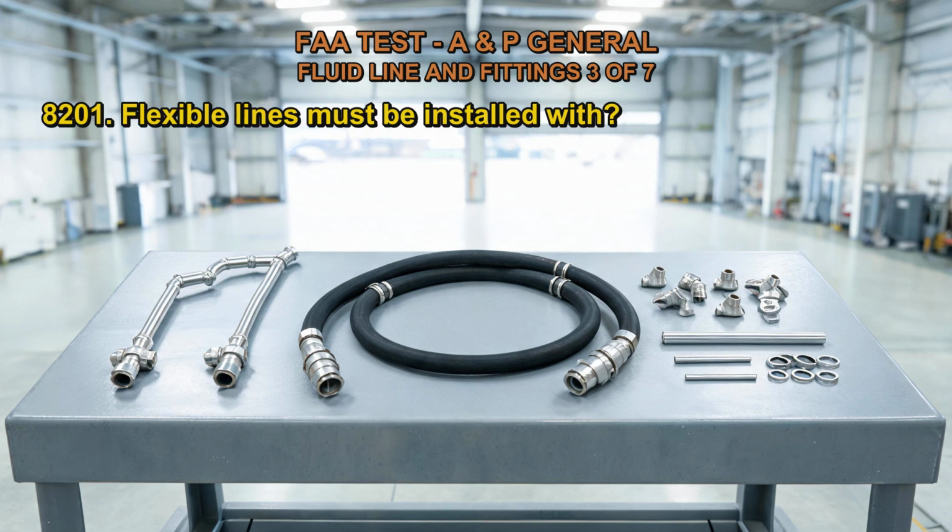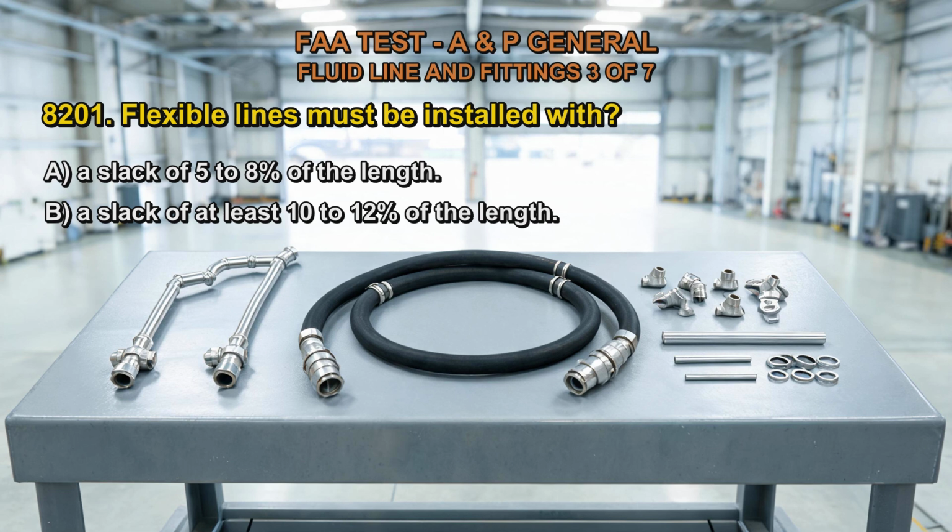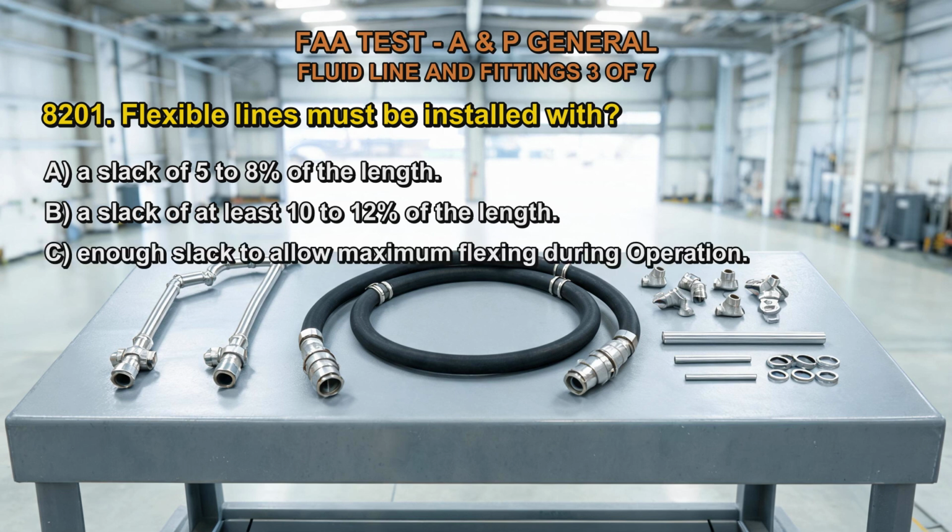8201. Flexible lines must be installed with A. A slack of 5 to 8% of the length. B. A slack of at least 10 to 12% of the length. C. Enough slack to allow maximum flexing during operation.